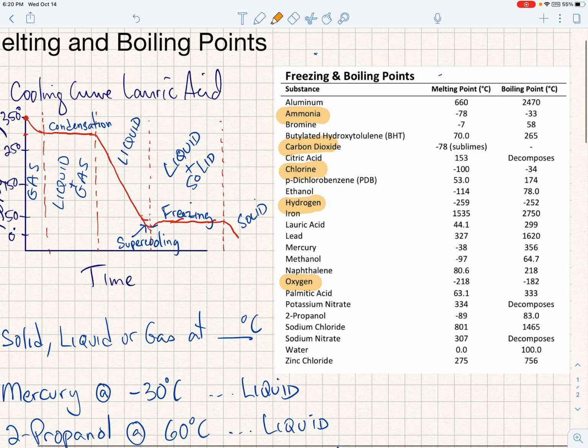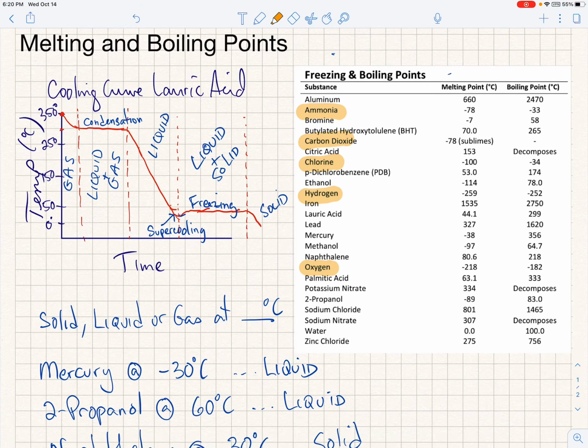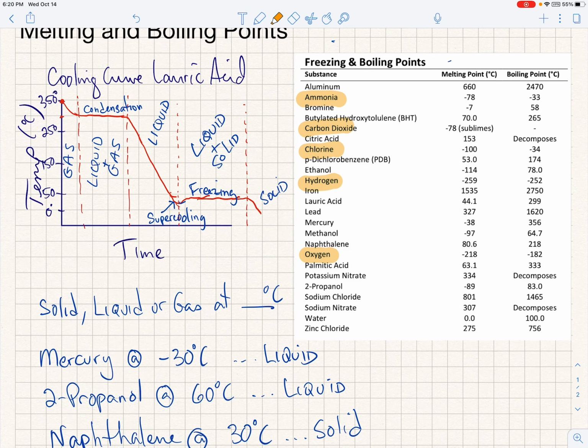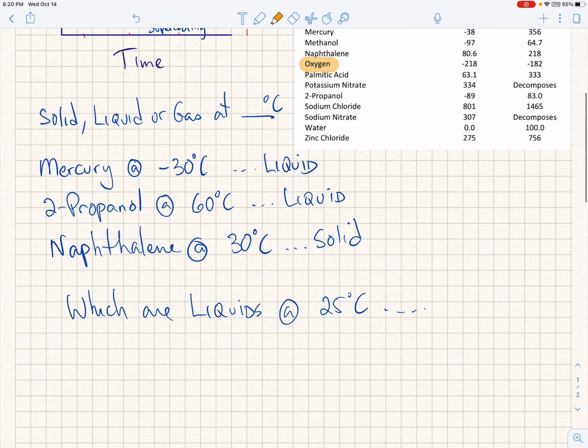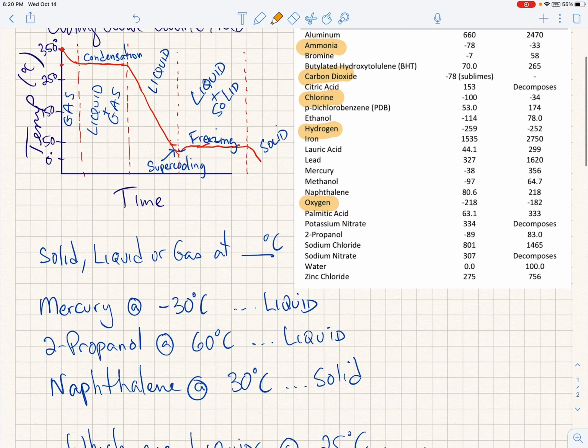So I hope that helps. Hope you understand freezing and boiling points and can use them to sketch heating curves or cooling curves, to predict phases at different temperatures, or to identify which substances are a given phase at a given temperature.